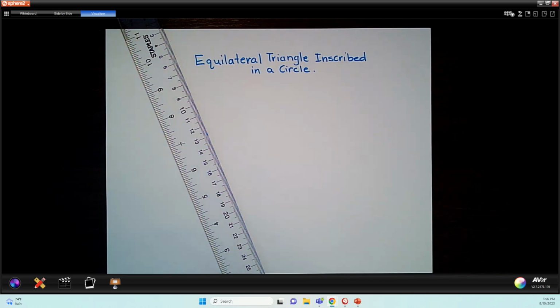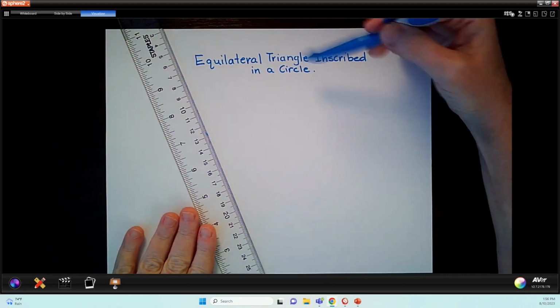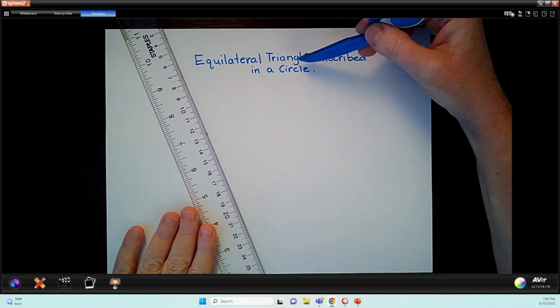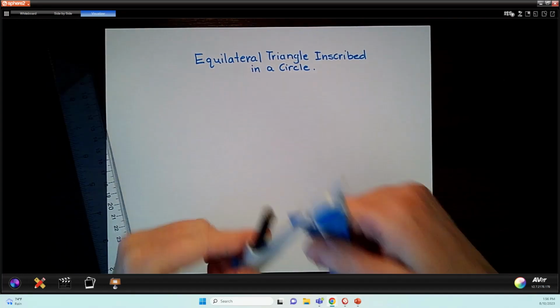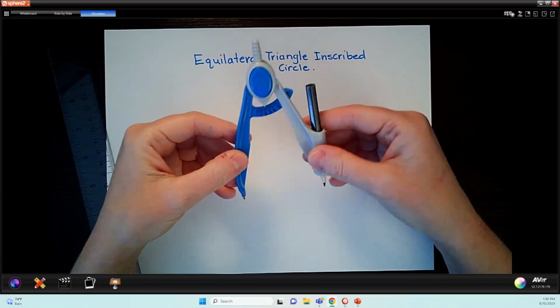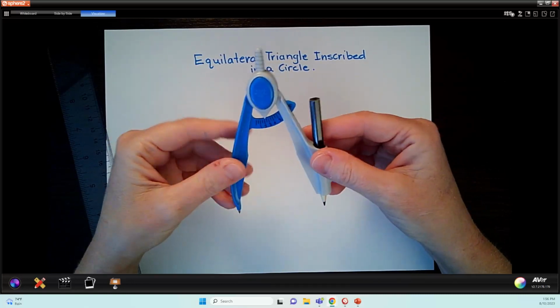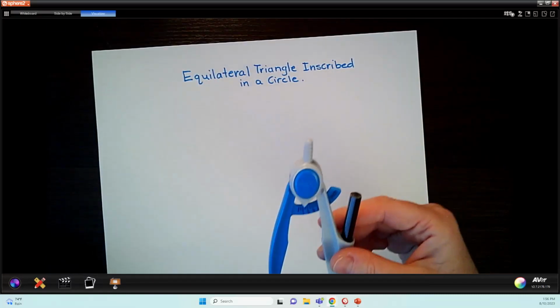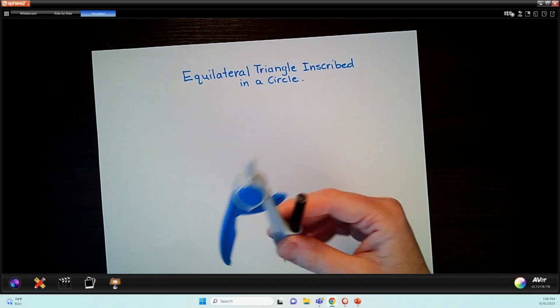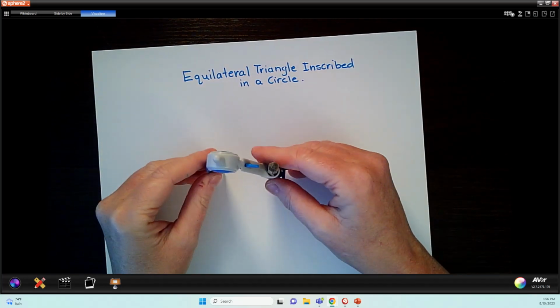Hello everybody. In this video we're going to take a look at how to make an equilateral triangle inscribed in a circle. Okay, so to start with this we're going to create two congruent circles. Now I'm going to close my compass a little just so it's a little smaller. I don't want super big circles.